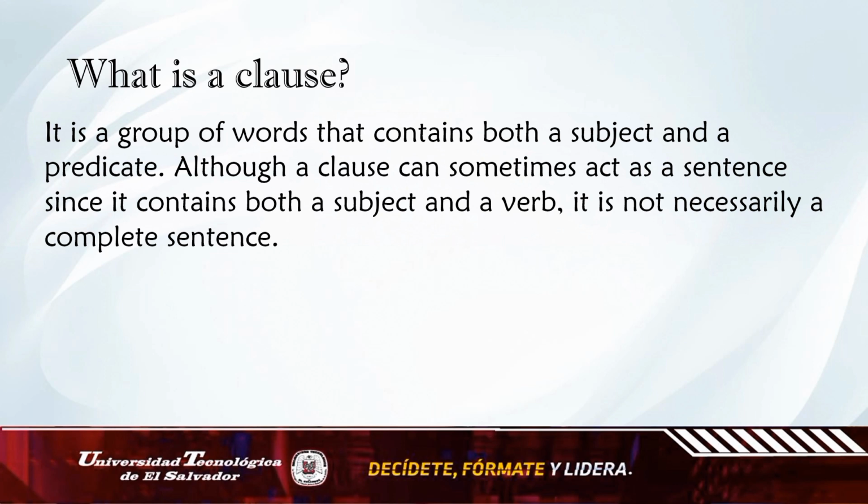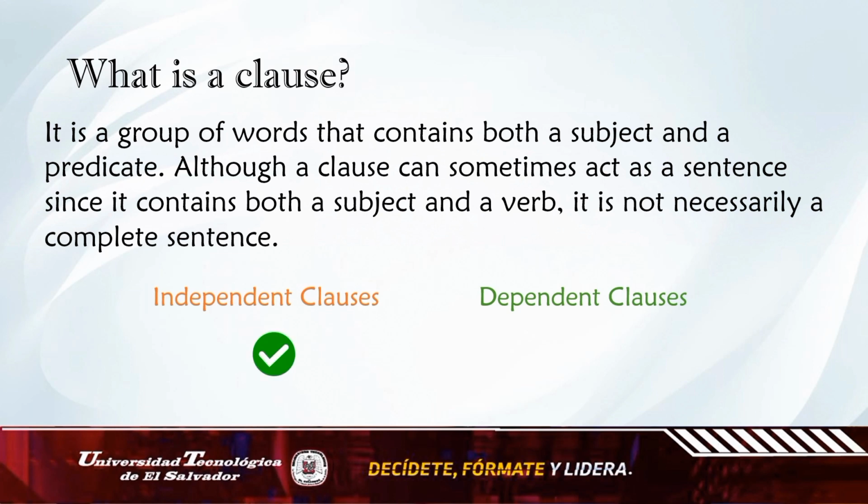There are basically two types of clauses: independent clauses and dependent clauses. An independent clause is one that can stand alone and convey a complete meaning. The clauses that cannot stand alone and do not convey a complete meaning are known as dependent clauses.